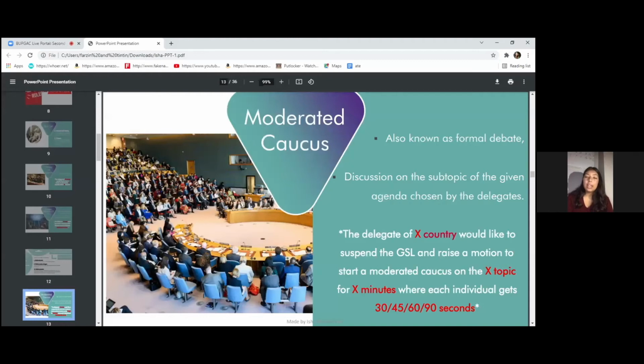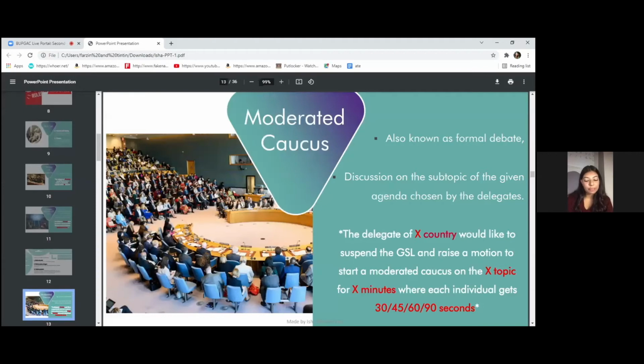So again, the moderated caucus has a total time period. You need to have an individual time period as well, so that if the delegate speaks more than that, then their point will not be considered by the dais members and it would just go moot. So you have to speak within the time period.